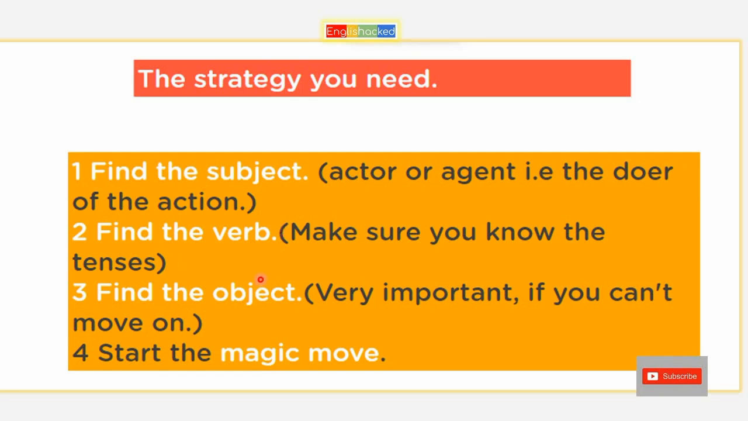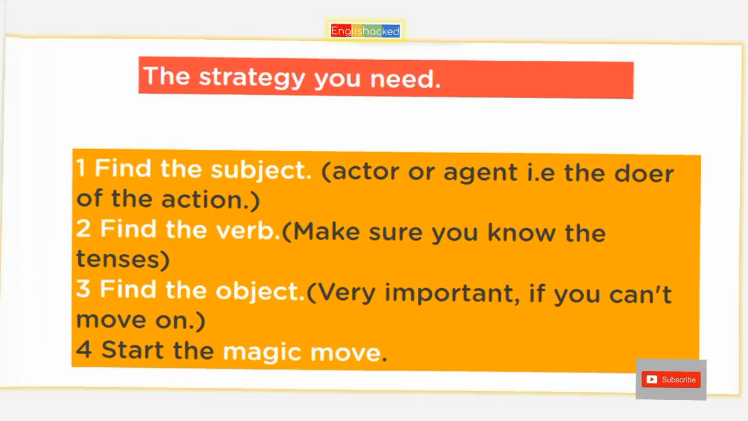Find the subject, find the verb, find the object, and then do the magic move. Okay, 1, find the subject. 2, find the verb. 3, find the object. Very important. If you can't find the object, then you can't solve that question.